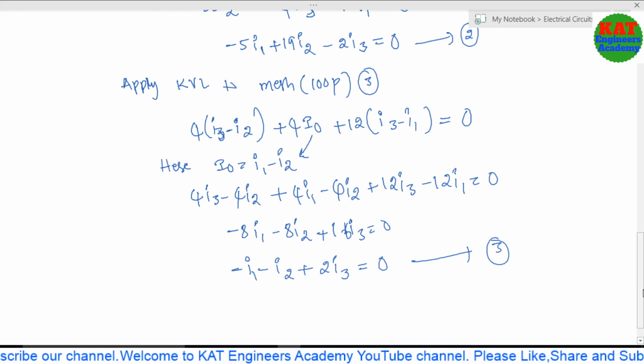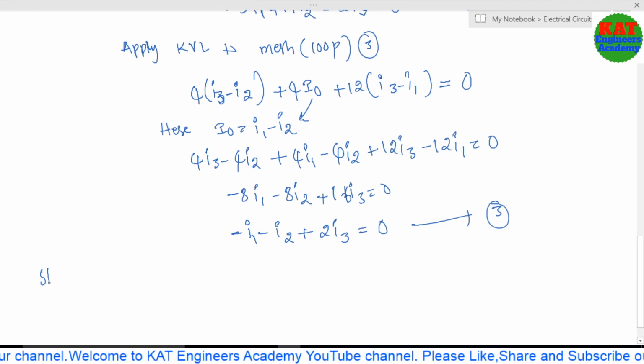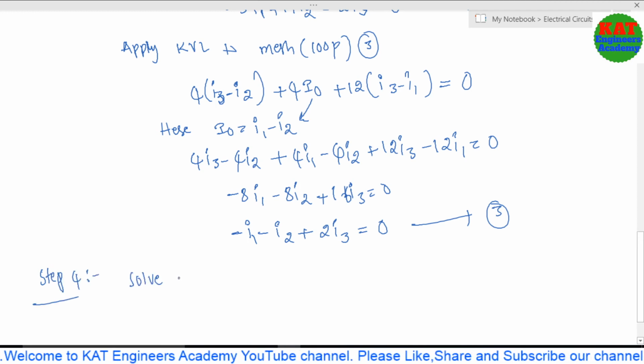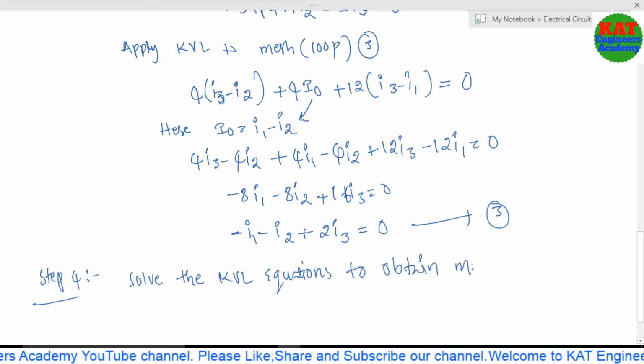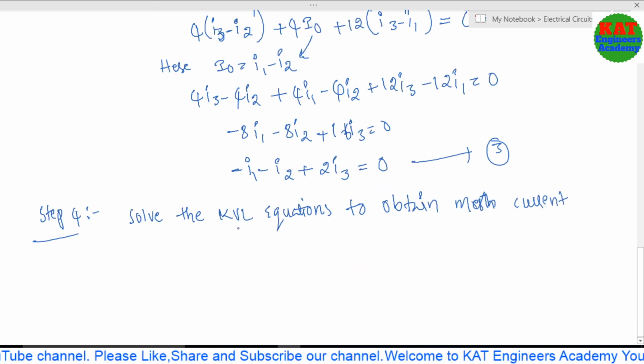Okay friends, step 3 is over. Then you go for step 4. Step 4 is to solve the KVL equations to obtain the mesh currents. Friends, whenever dependent sources are given, don't worry. Find out which parameter the dependent source depends upon, then substitute that value in the equation and finally get the answer.